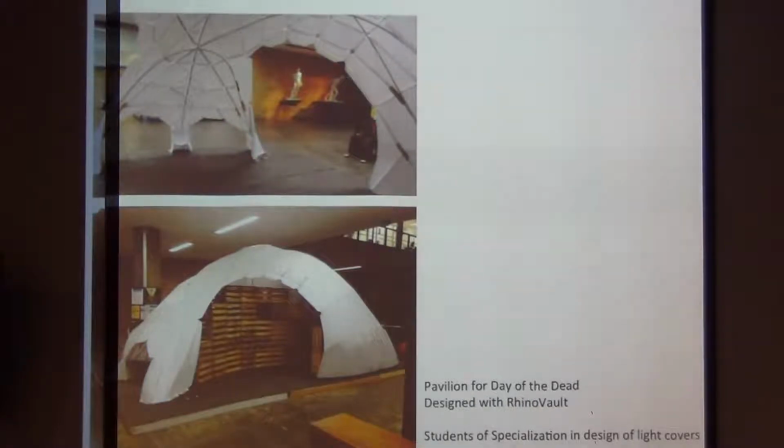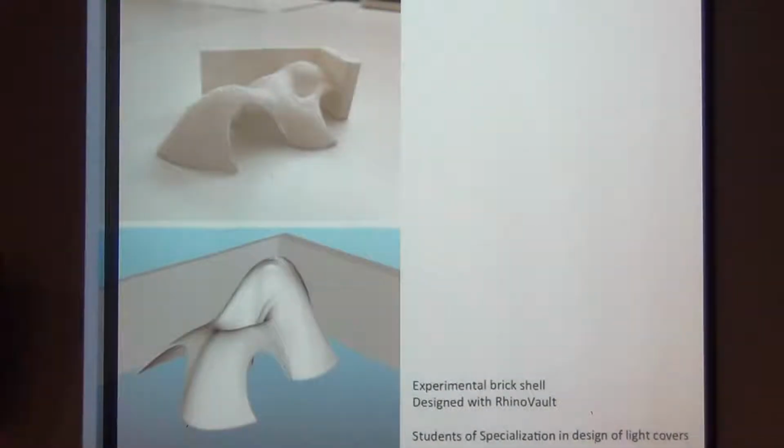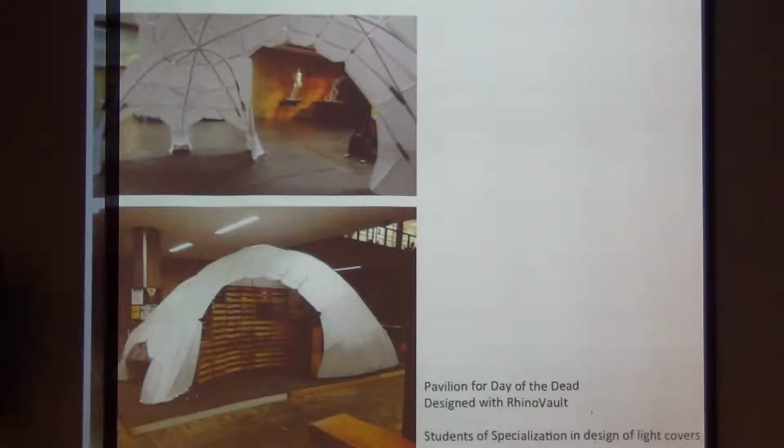So, in one class, in one topic in our specialization, the students must design a pavilion, and this is one for the Day of the Dead, designed with Rhinovault. And we learned about the thickness. This material is a rigid plastic, but very thin, so we need to put some grips to carry the shape. But it's part of the learning.